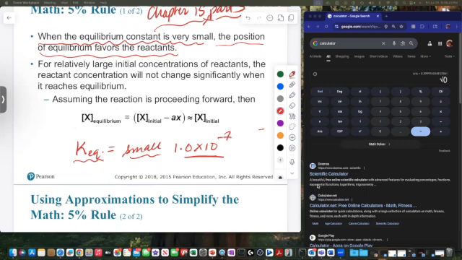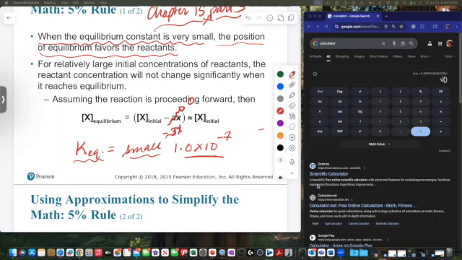So if you have a small equilibrium constant paired with a reactant with a high concentration, because that type of reaction tends to be reactant favored, then when you have those conditions, you can actually approximate this expression here to 0. So the minus a, where a can be any number, so let's say minus 3x, would be approximated to 0.